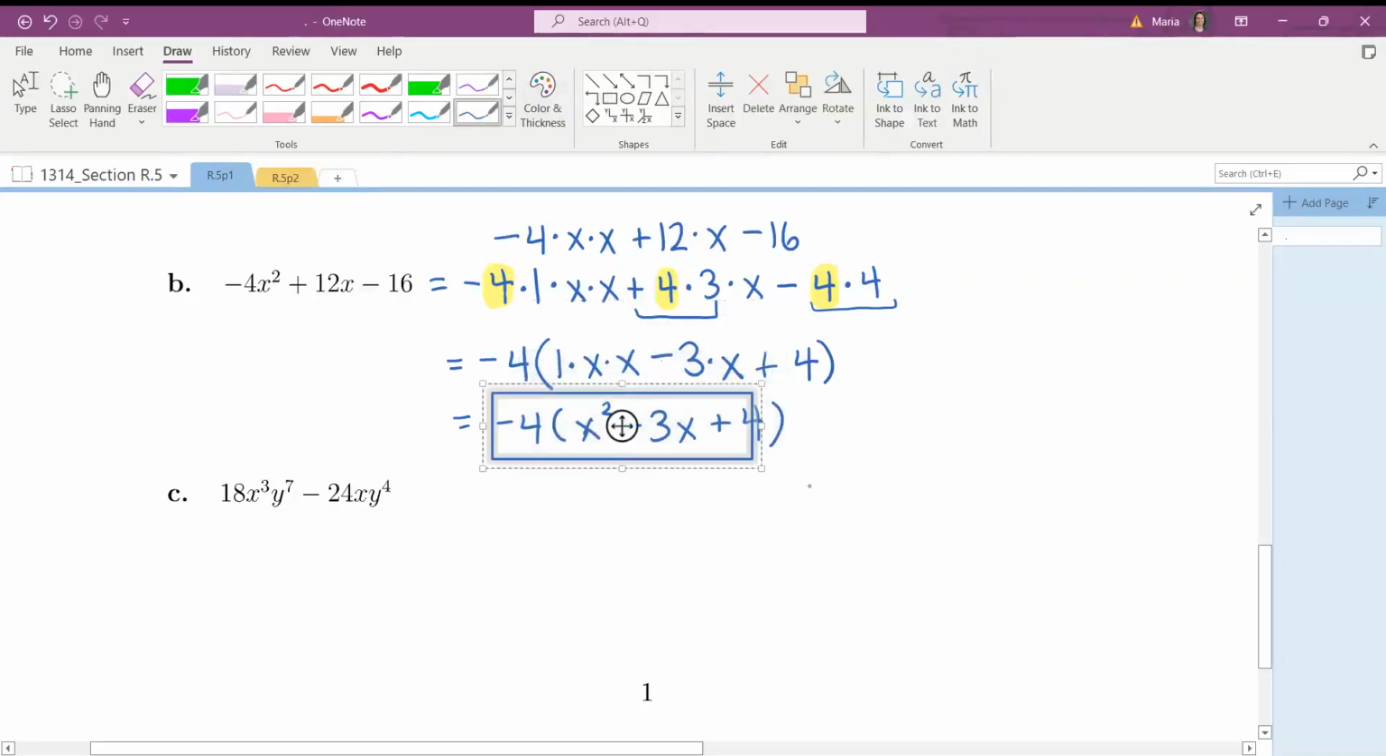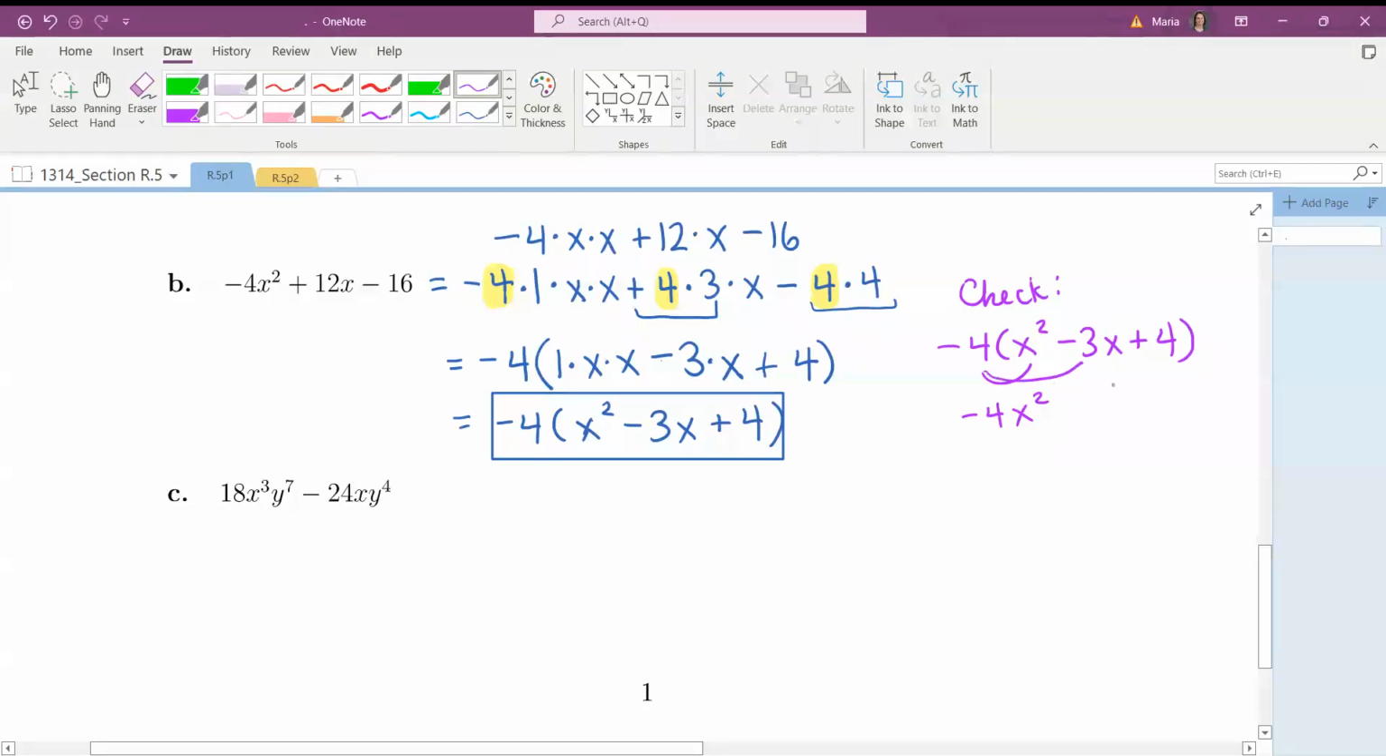So I'm just going to go ahead and box this. This is our answer if we just took out the common factor. And again, it's great because you can go and check yourself. So let's take a look. If we take our factored form, which is negative 4 times x squared minus 3x plus 4, and distribute the negative 4 through, we're going to get negative 4 times x squared, and then negative 4 times negative 3 is positive 12, multiplied by x. And then negative times positive will be negative, and 4 times 4 is 16. This is exactly what we started with, so we know we are correct.